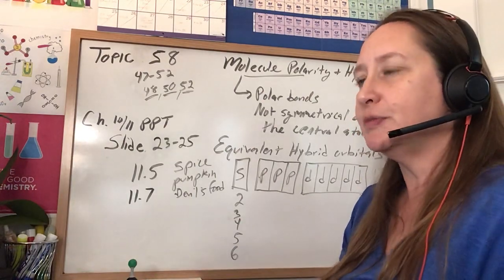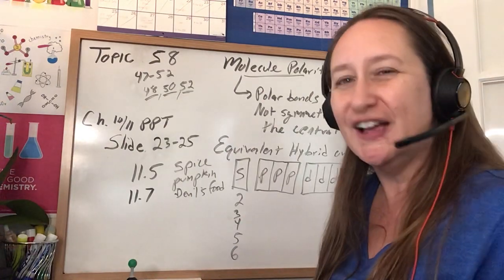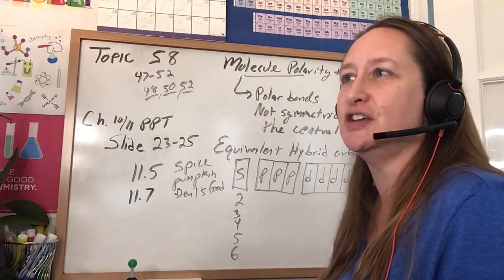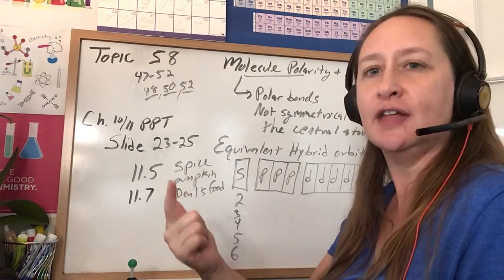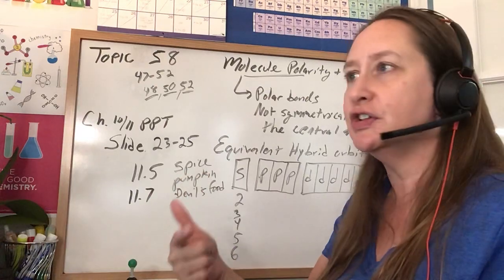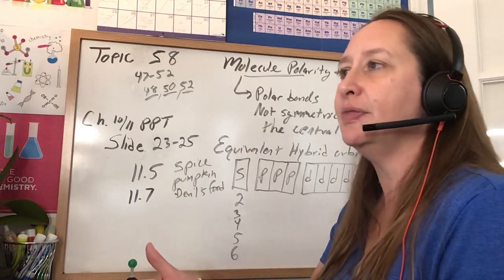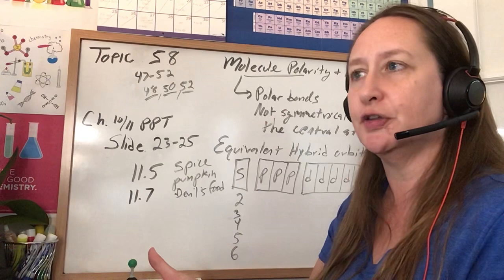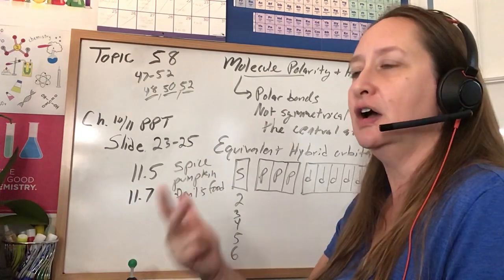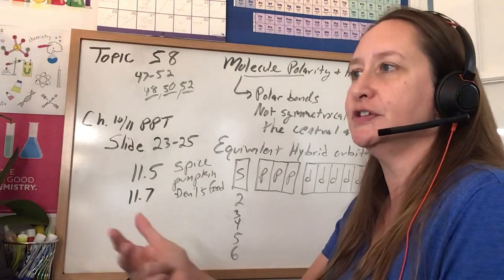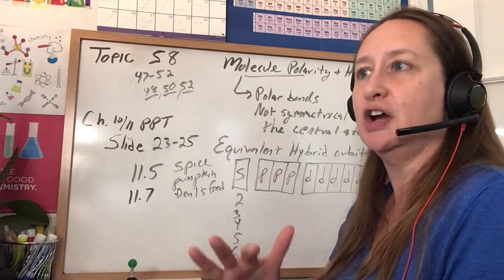If you notice, slide 24 has the steps to determine the hybridization. So you draw the Lewis structure, you determine the number of electron groups, regions, or domains around the central atom using the VSEPR theory. Then you're going to assign a hybridized orbital system based on that geometry.